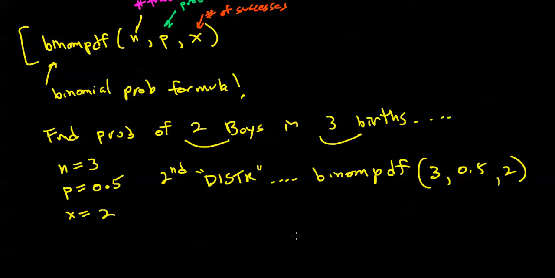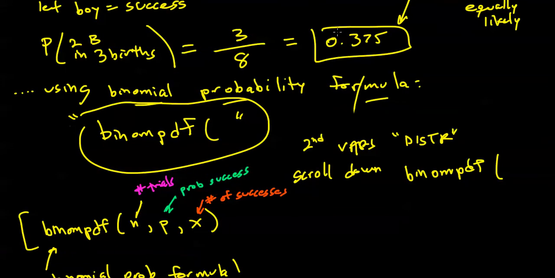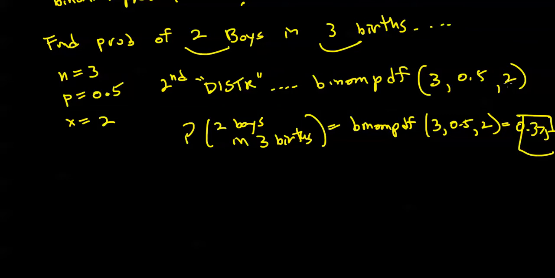Once you've entered in all the needed syntax, I hit enter, and guess what? I get the same answer. So the probability of 2 boys in 3 births equals binomPDF 3, comma, 0.5, comma, 2, and that's 0.375. So a very powerful command, and if we scroll up, we see we agree with the answer we got with our brute force method, 0.375. Very powerful, and we're not restricted to such simple examples as 3 births.